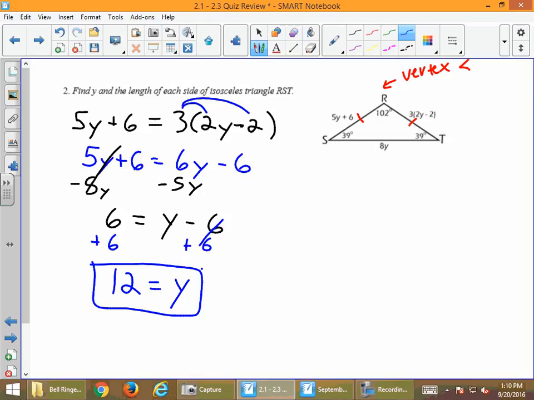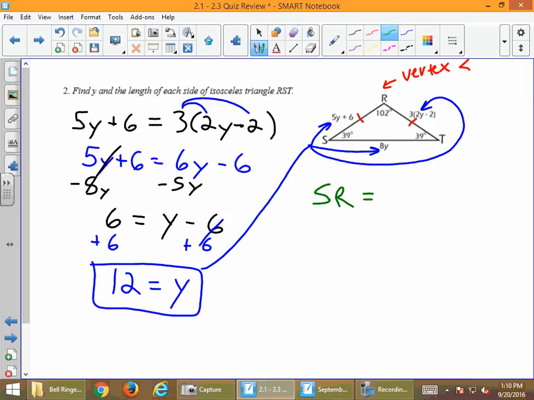Well, it says all sides, so if you notice up here, when I start plugging in, I've got a y right there, got one right there, got one all the way right here. So we're going to plug it into all of them. So I'll do the first one, SR. SR equals something, ST equals something, and then RT equals something. All right, well, let's figure out SR first. So Sam said we're going to take this 12 and plug it up there.